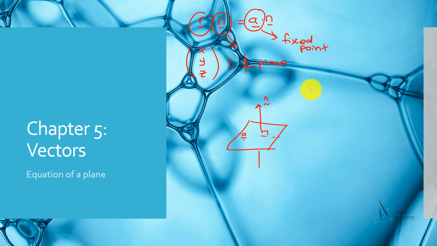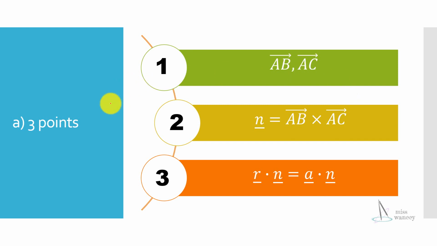Okay, so we can actually represent them in two forms. We can have a vector form as well as the Cartesian form. Okay, so now let us see how we obtain the equation of a plane. This is the first case. They give us 3 points and then we have to obtain the equation of the plane.